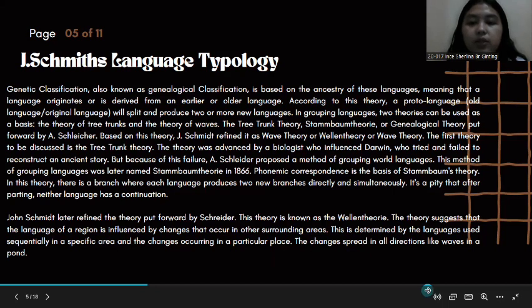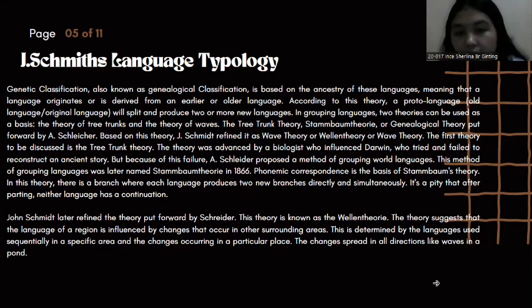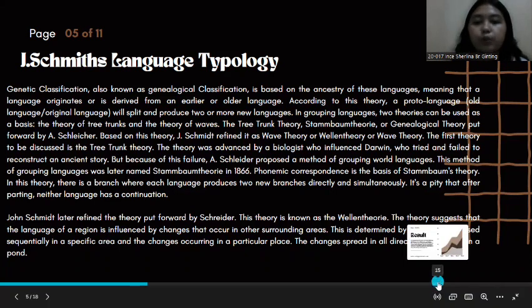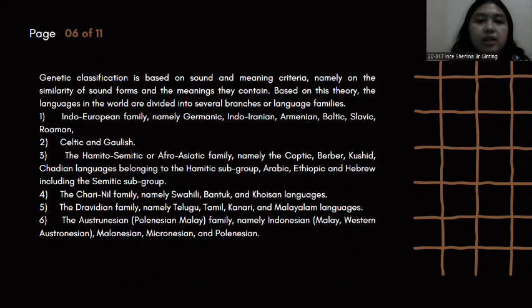For example, in Sundanese, the word putih means bodas. In Myanmar, the word puri means sika. And in Lamaholot, the word putih means bura. The three languages are related in terms of phonetics. Genetic classification is based on sound and meaning criteria, namely on the similarity of sound form and the meaning they contain. Based on the theory, the languages in the world are divided into several branches or language families. And you can see in the slide.